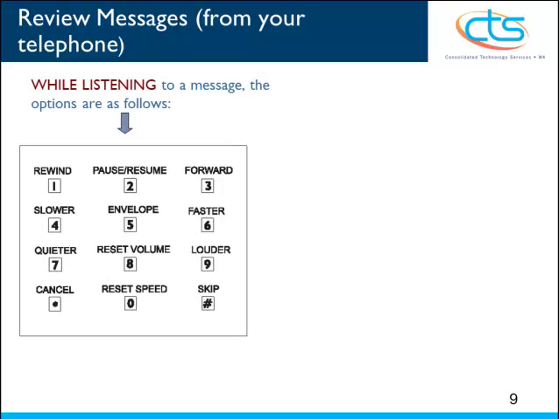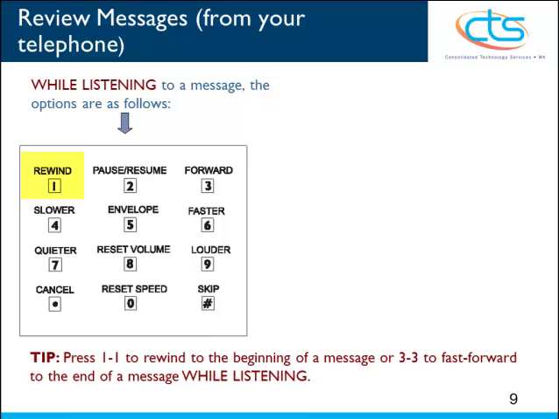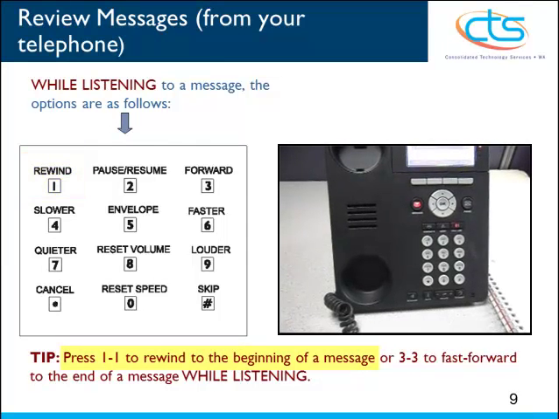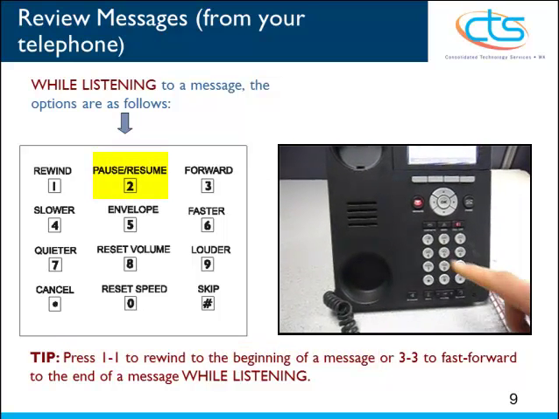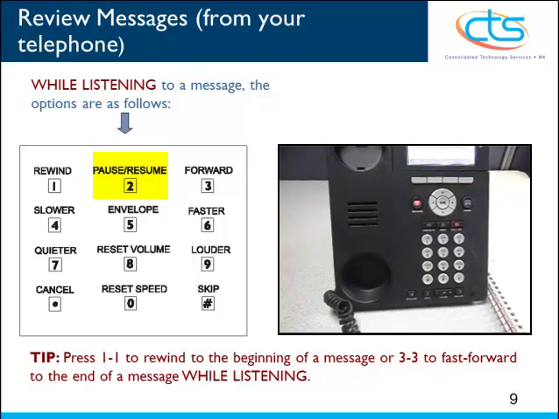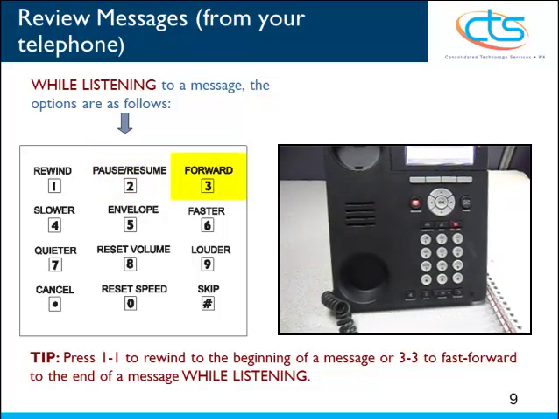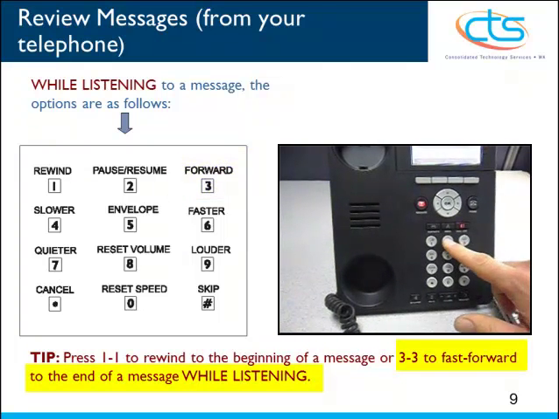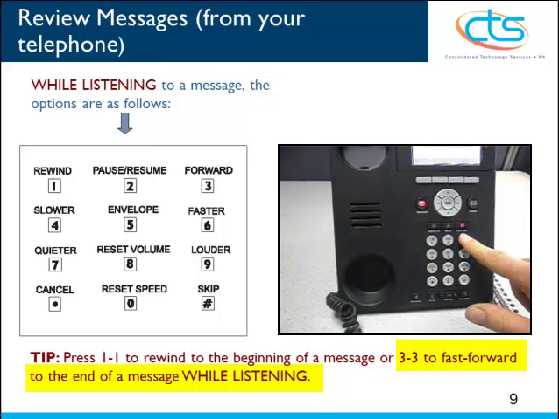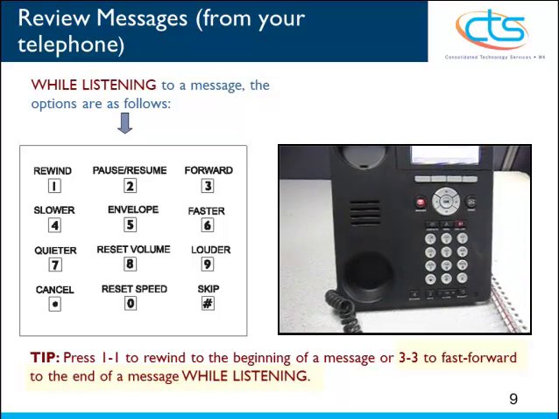Your while listening to message options are as follows. If you wish to rewind a message, pressing 1 will take you back 3 seconds. 1 1 right next to each other takes you back to the beginning of a message. It's 2 to pause and 2 to resume. 3 is your fast forward, so 3 will move you ahead 5 seconds, 3 3 takes you to the end of a message. You will then have access to your end of message options without having to listen all the way through.